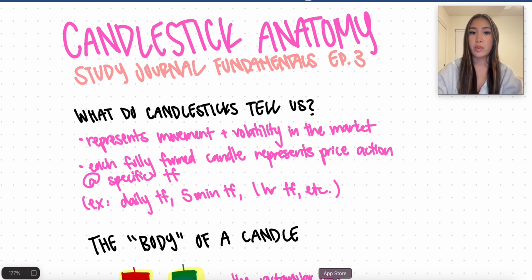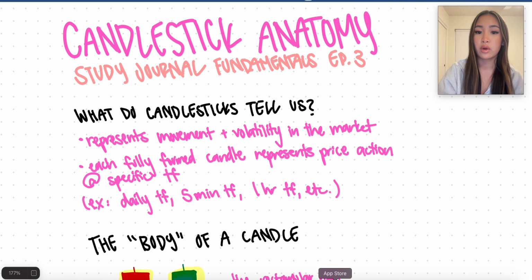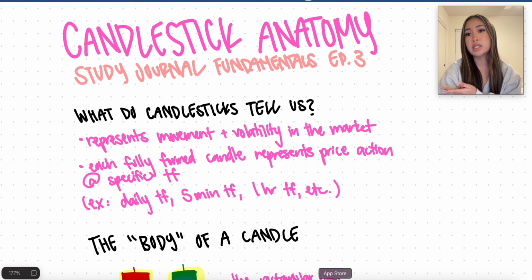But within that, we have these candles, and each candle is representative of price action and movement. Like we said, movement and volatility in the market is formed by an uptrend and a downtrend, but within that, in that micro view, you have candlesticks, and each fully formed candle represents that price action in a specific time frame. So we could be talking in a daily time frame, in a 5-minute time frame, in a 1-hour time frame, etc. So once that candle is closed, it represents that price action within that specific time period and that duration.